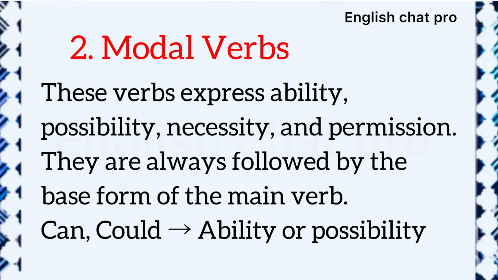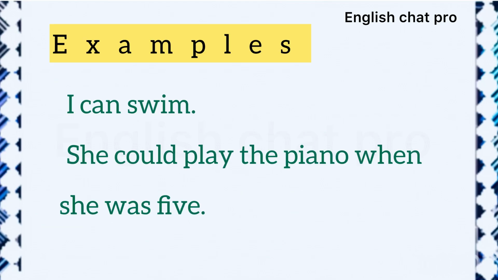2. Modal verbs. These verbs express ability, possibility, necessity, and permission. They are always followed by the base form of the main verb. Can, could: ability or possibility. I can swim. She could play the piano when she was 5.